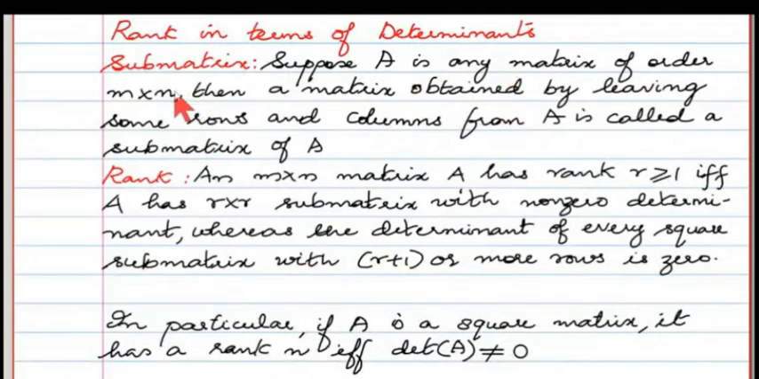Rank in terms of determinants. First we have to define a submatrix. Suppose A is any matrix of order m by n. Then a matrix formed by leaving some rows and columns from A is called a submatrix of A. So a submatrix of A can be found by leaving some rows or columns.